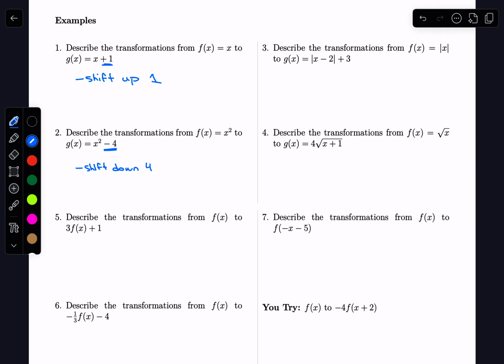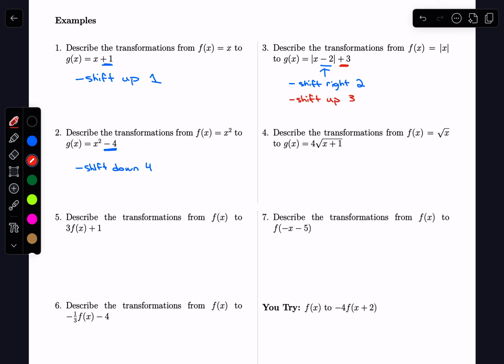Number 3, up in the top right, we're going from absolute value of x to absolute value of x minus 2 with a plus 3 on the outside. So we have two things happening here. The minus 2 on the inside is the h value. That's going to be a shift, but because it's minus 2, it's going to be right by 2. And then the plus 3 on the outside, just like number 1, is just going to shift us up by 3 because positive 3. So remember that for horizontal, if it's minus a number, you go right by that number. And for vertical, if it's plus, you go up.